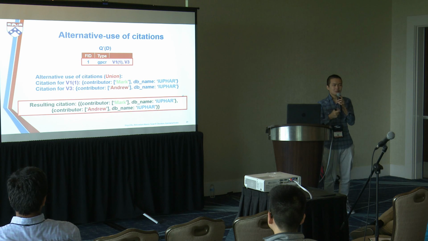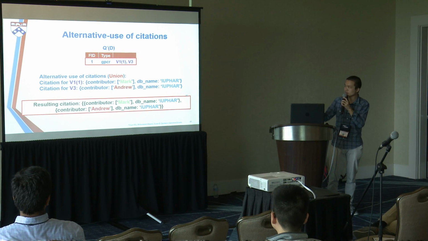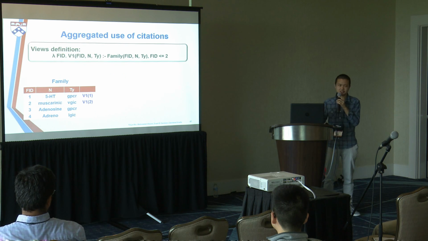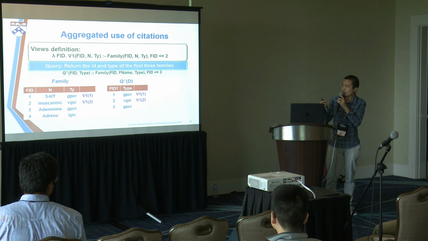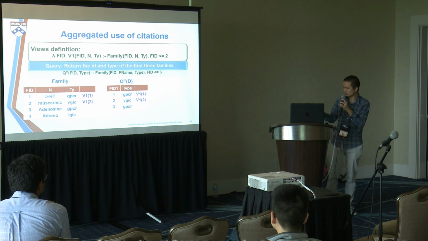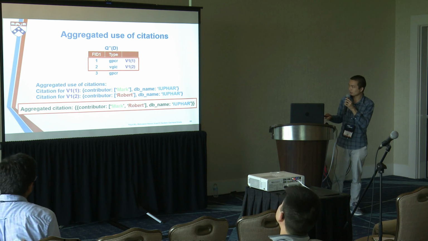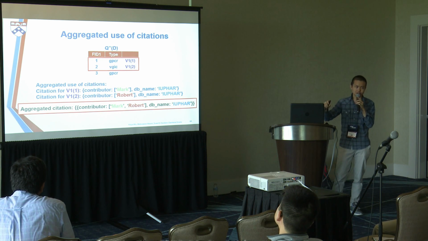Same as joint use, there are many possible interpretations for alternative use. Here, we can define alternative use as union, which is simply union the citations from the 2 annotations as a whole. The third case is aggregated use citation, which is used to deal with the case when users want to select more than one tuple. Suppose here, we only retain the first view, and here is the query which is to return the ID and the type of the first 3 families. In the query result, the user might select the 2 tuples. In this case, we need to aggregate the citation information from the 2 annotations to generate one citation as a whole.